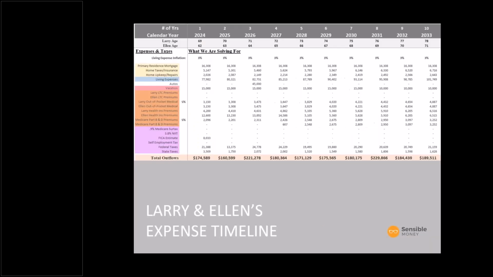So let's look at Larry and Ellen's spending timeline. We see a mortgage out here, and at some point in retirement, it is paid off, but here I'm just showing the first 10 years of their retirement. And you'll see that that item is fixed. Next, we have taxes and insurance and home upkeep and repairs, and there's a 3% inflation rate being applied to those items, so they're going up each year.